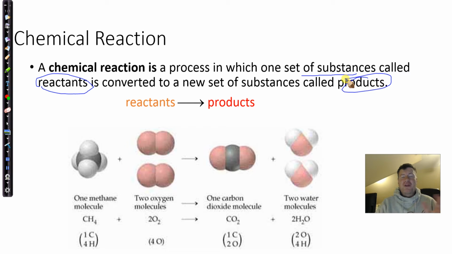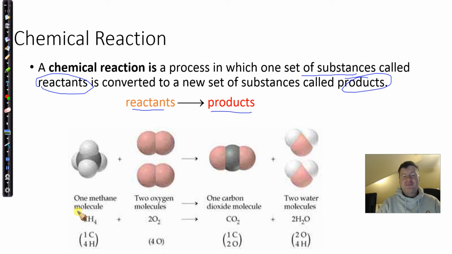In theory, reactions are reversible. They can go either direction, but for now, we'll just assume that reactions occur going one side to the other. So reactants will undergo some kind of change. New bonds are formed or new bonds are broken, and we end up with something different called products.